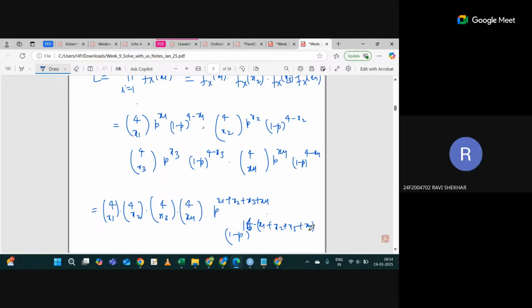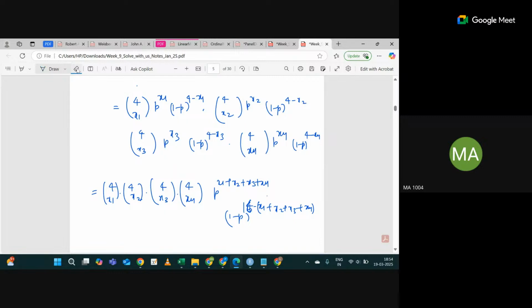Is this clear? Are these steps clear to all of you? I did it directly here. Because 4 minus x1, 4 minus x2, this is 4, 4, 8, 8, 4, 12, 4, 16 minus all of this. Yes or no?